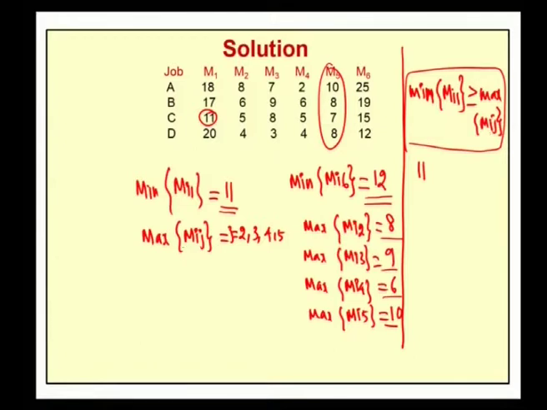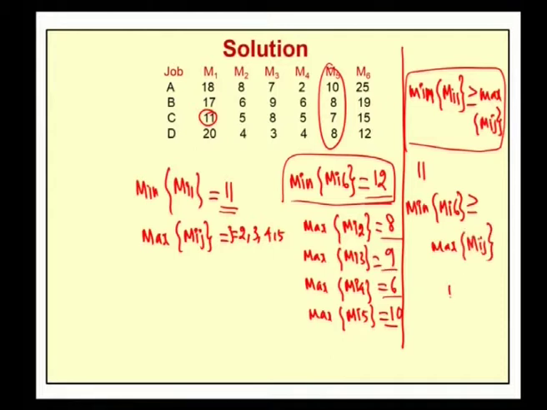Also, we can easily verify that the minimum of Mi6, which is 12, is greater than or equal to maximum of Mij, where j varies, which is 8, 9, 6, 10. Therefore, this condition is also satisfied. Minimum of Mi6 greater than or equal to maximum of Mij, j varies from 2 to 5. So, here both the inequations are satisfied. Therefore, the condition for converting this 6 machine problem into 2 machine problem is satisfied.